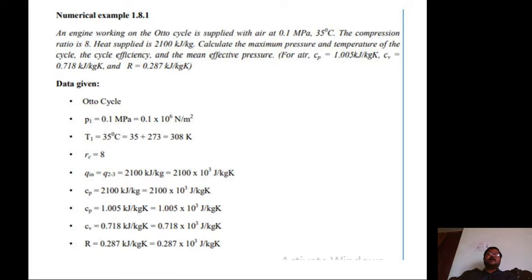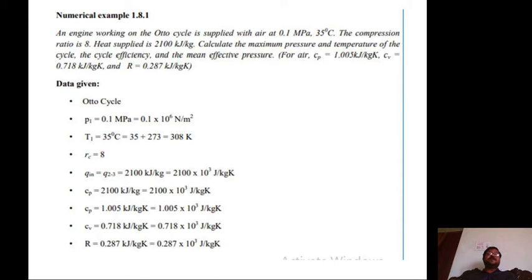Let me take this one problem concerned to this Otto cycle. An engine working on the Otto cycle is supplied with the air at 0.1 MPa, megapascal. How to convert that megapascal to kilopascal, and then kg per centimeter square? You must know it. 1 megapascal is equal to 0.1 into 10 to the power of 3 kilopascal. 10 to the power of 3, it becomes a mega.